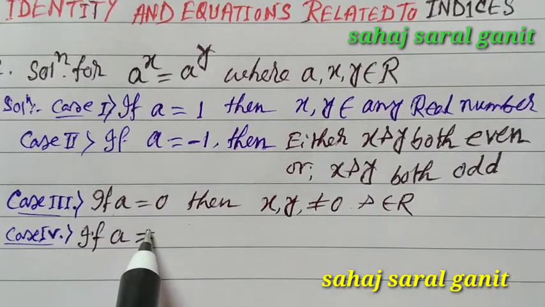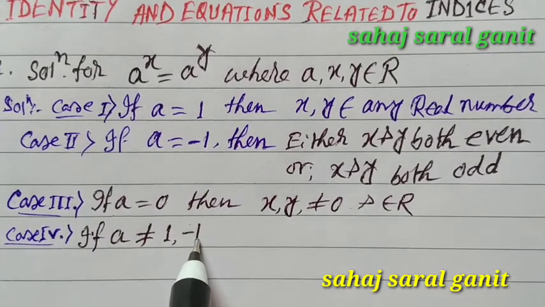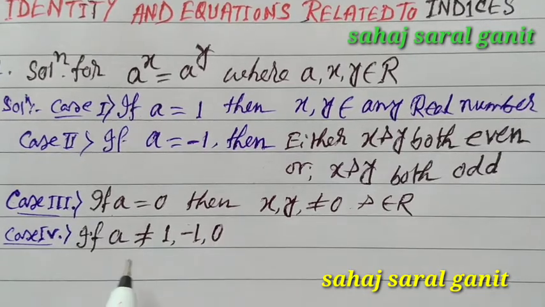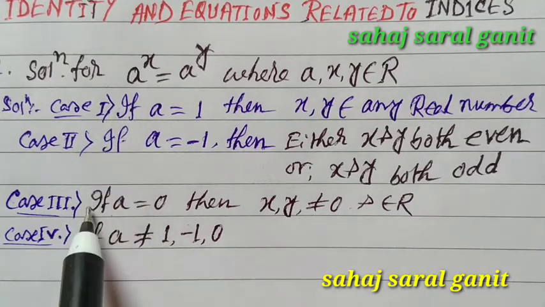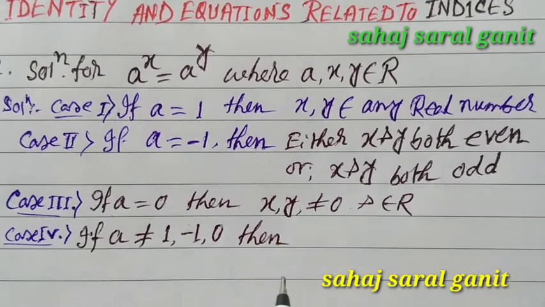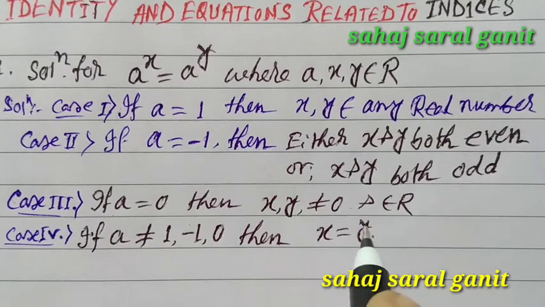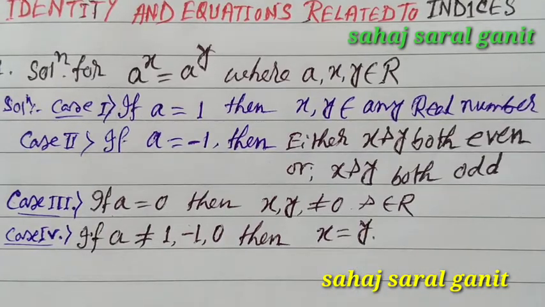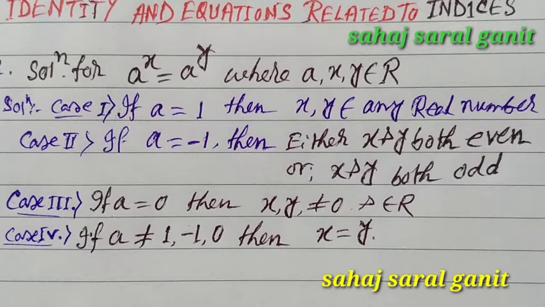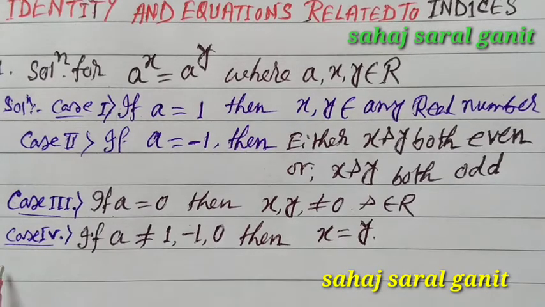Now if a is not equal to 1, minus 1 or 0, that is, in the above three cases, then we have x is equal to y. Any value of x and y, the value of x and y both are equal. Now solution for case number 2.